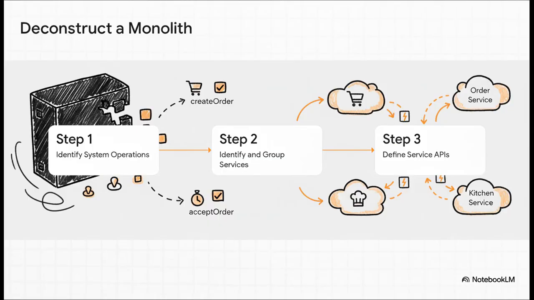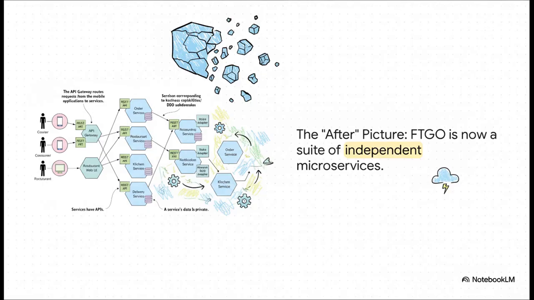Well, architects follow a pretty clear three-step playbook. First, they identify all the key jobs the system does, like create order or accept order. Second, they start grouping related jobs into logical services. You get an order service, a kitchen service, and so on. And finally, they figure out how these new, separate services are going to talk to each other, which is done through APIs.